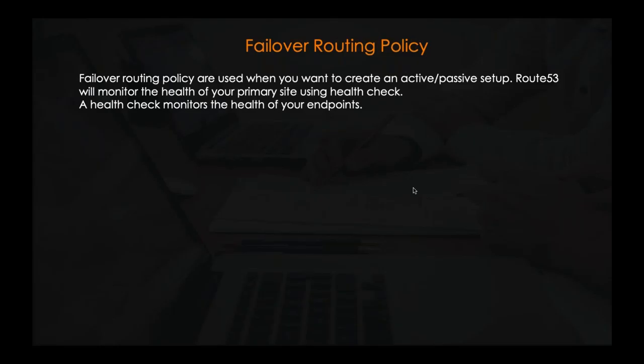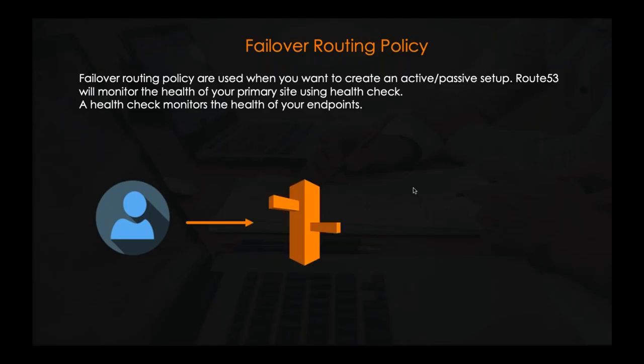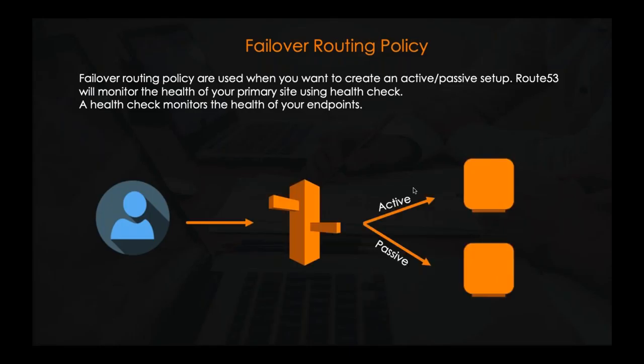The second one is the failover routing policy. A failover routing policy is used when you want to create an active passive setup. Route 53 will monitor the health of your primary site using a health check. This is important when your data is very critical. For this failover routing policy, you need to maintain two different infrastructures, maybe two infrastructures in the same region or two infrastructures in different regions. Anything is possible.